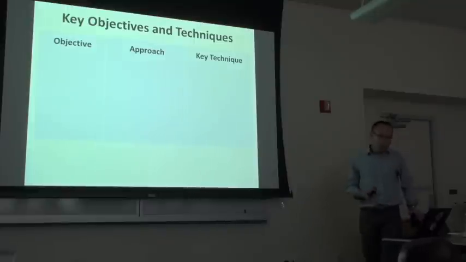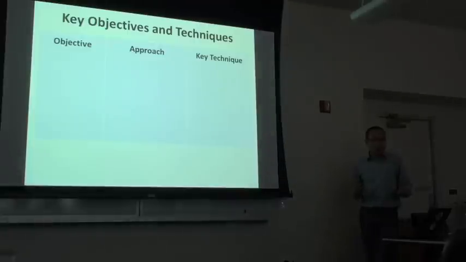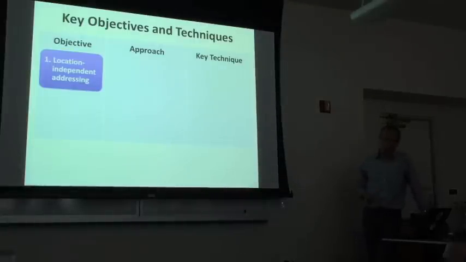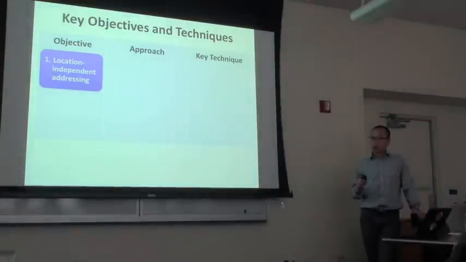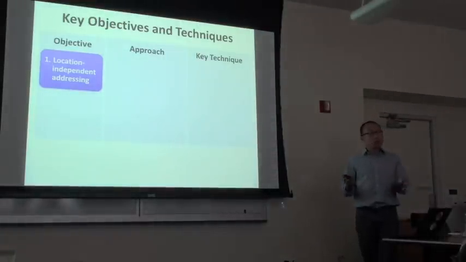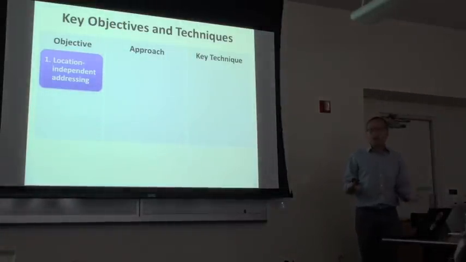So this is basically a single slide summary of what my network virtualization architectures specifically do and how. So first, flat addressing. The reason why conventional networks cannot ensure flat addressing is because they assign just one IP address per server. And that IP address works both as a name and location identifier.